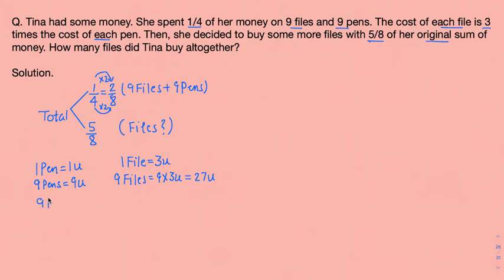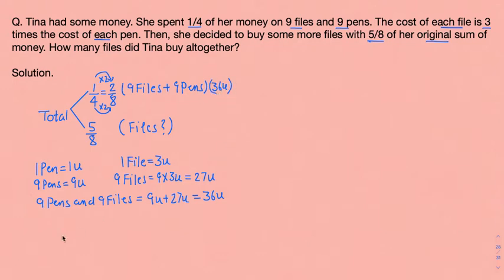How much is 9 pens and 9 files all together in terms of units? It's simple. It is 9 units plus 27, right? That will give us 36 units. So basically 2 by 8 of her money, with which she bought 9 files and 9 pens, is 36 units. This is 36 units.